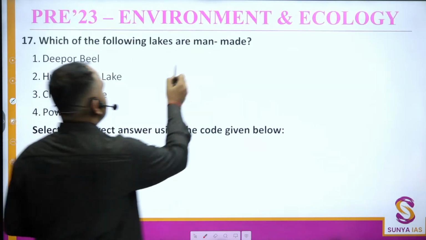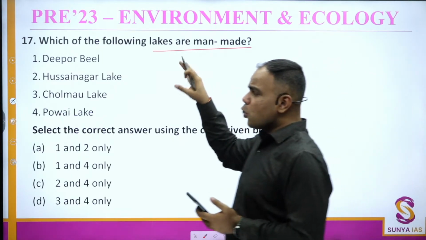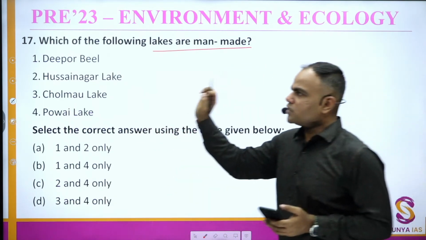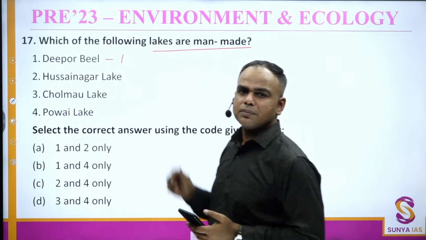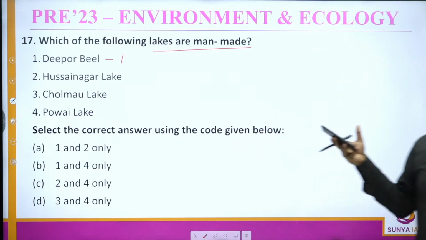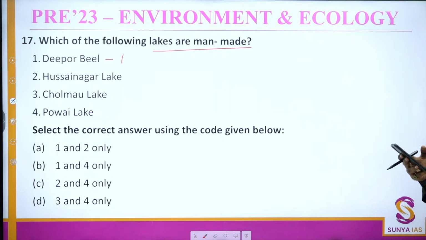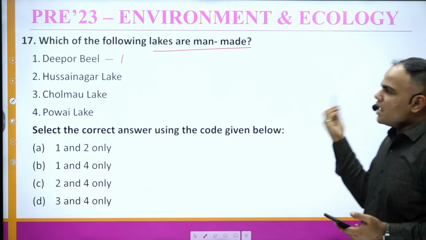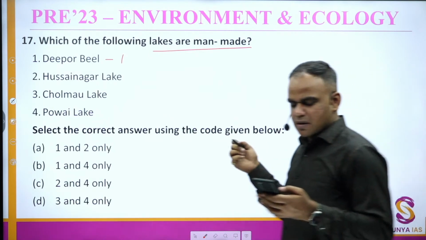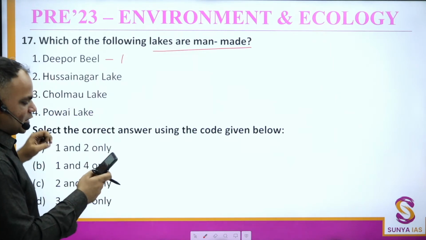Now, which of the following lakes are man-made? So first of all, two things you need to know here: the location of these lakes, and secondly, whether they are natural or man-made. So first of all, Deepor Beel Lake, where is this? Hussain Sagar Lake, Chol Mau Lake, and Powai Lake. Four things are mentioned. The question is just asking you which of the following are man-made, okay? Narayana Dilip, excellent. Senna spectabilis, I did not say it because this is one of the upcoming questions as well. But in case you already know it, excellent.